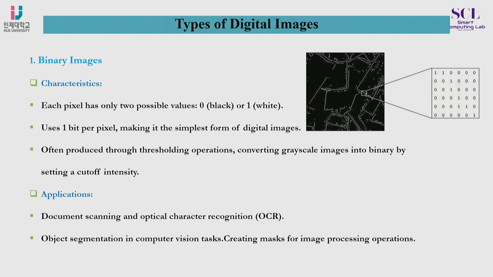Mostly it is used in document scanning and optical character recognition, and object segmentation in computer vision tasks, and we set some threshold values for this, to differentiate between 0 and 1. Maybe we set some values. For example, if it falls in that range, we say that it is 0, and if it falls in another range, then we say that it is 1. So actually it differentiates between the foreground and the background.